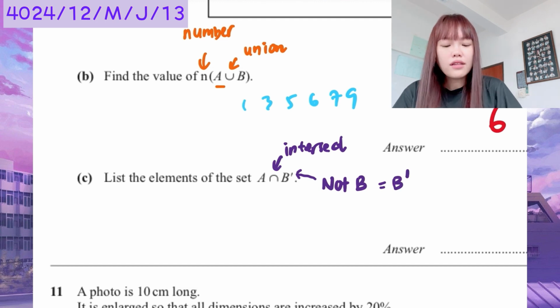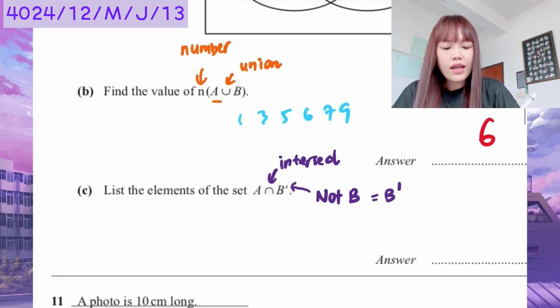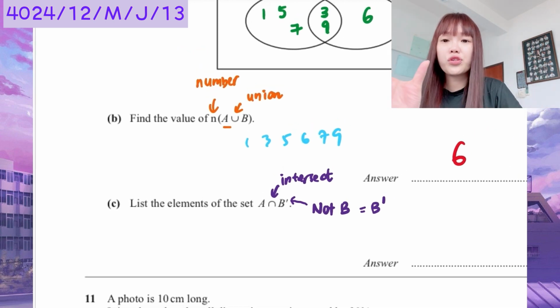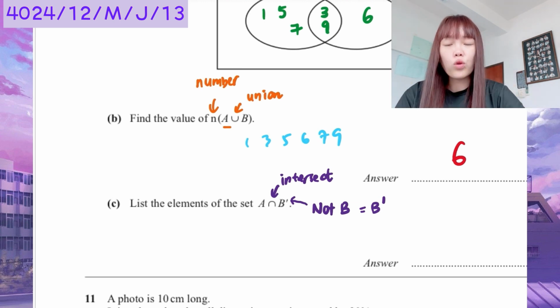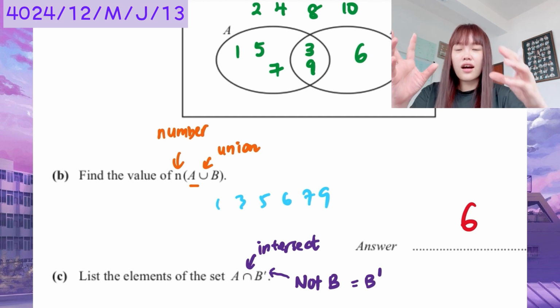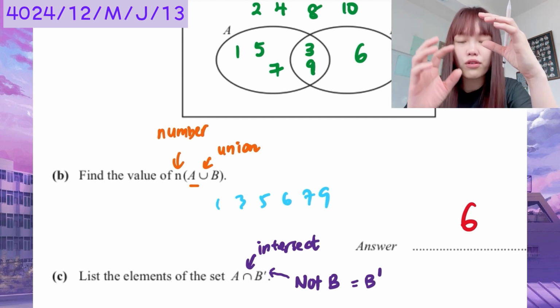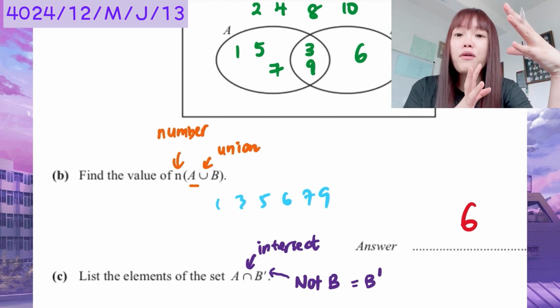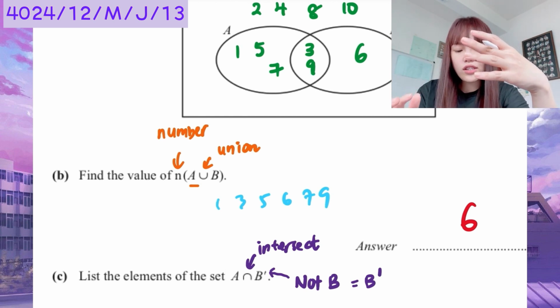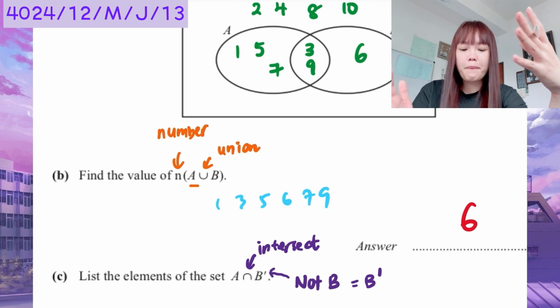Okay, not B. So A intersect with not B. A must touch with not B. Not together; the union is together. Intersect must touch only. A certain amount of A collides with a certain amount of the not B. It means that A is overlapping. In another word, overlapping or intersect.